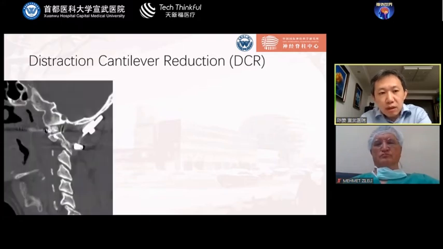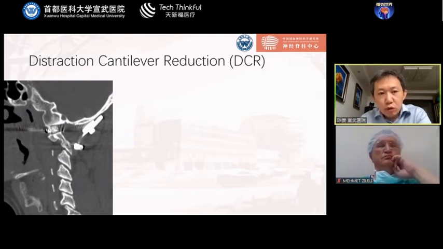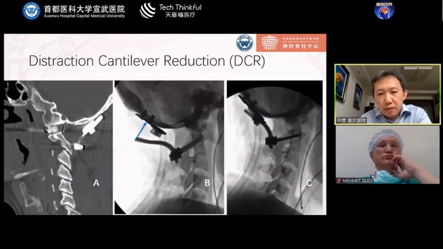It means that first we distract between C1 and C2 in the facet joint, and after the distraction, when the facet joint has enough space, we place a cage with a suitable height in the facet joint, and then we implant the instrumentation, and with the cantilever technique, we reduce the transverse dislocation between C1 and C2.